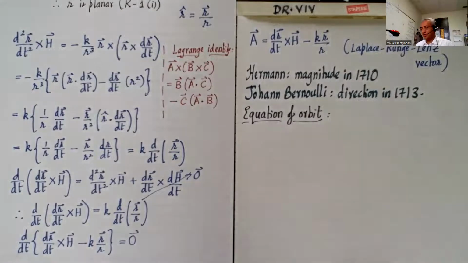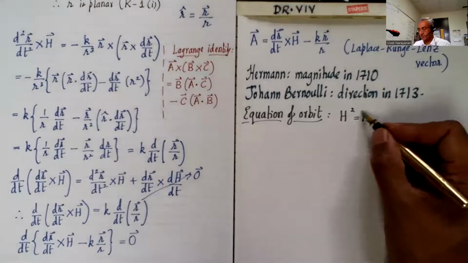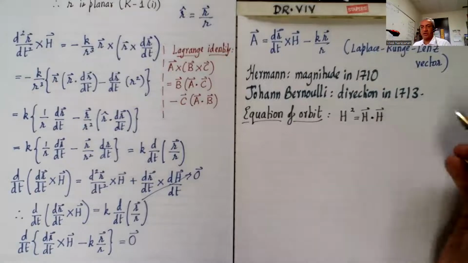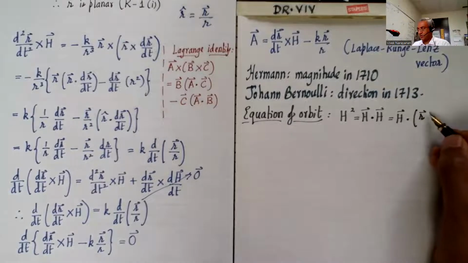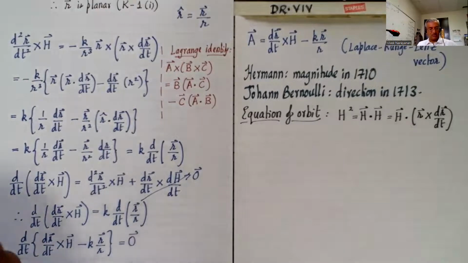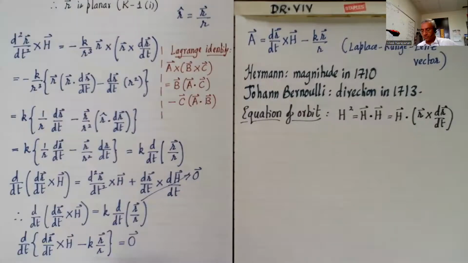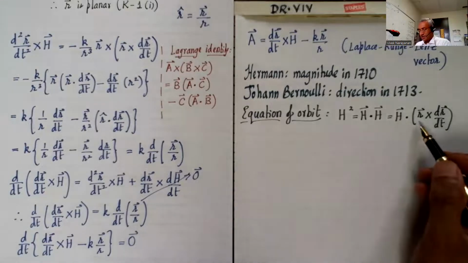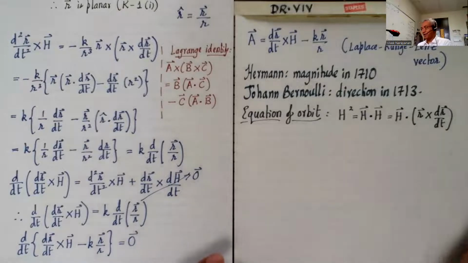For this, let's look at the square of the Hermann vector. Well, that's going to be h dot h, which is r cross dr by dt dot r cross dr by dt, because remember, the Hermann vector is just the cross product of the radius vector and the velocity vector. All right. But it looks confusing, and it's good to have things only one at a time.